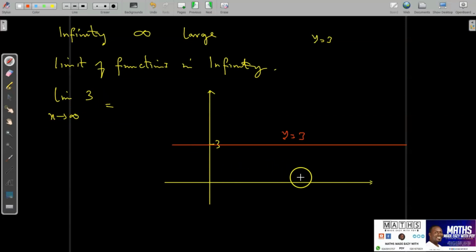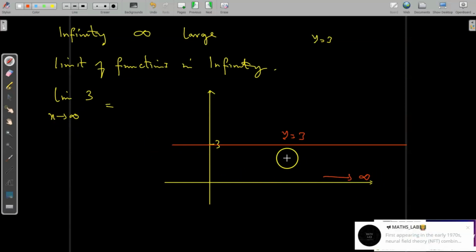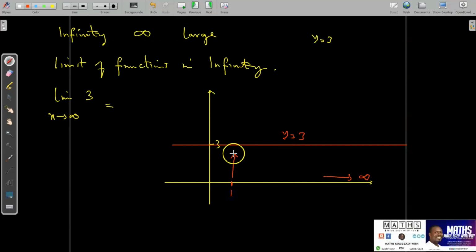And when we talk about x approaching infinity, it means x becoming so large and large. In the first place, if x approaches 1, finding the limit of 3 as x approaches 1, if 1 is here, then it means that the answer is still going to be 3. Limit of 3 as x approaches 1, the answer is still going to be 3.